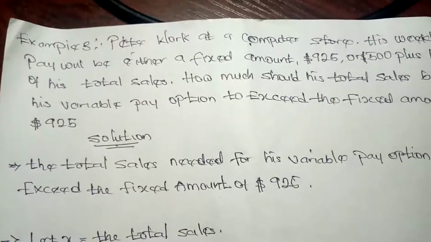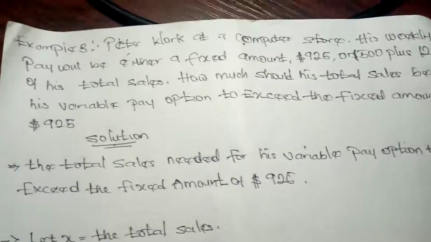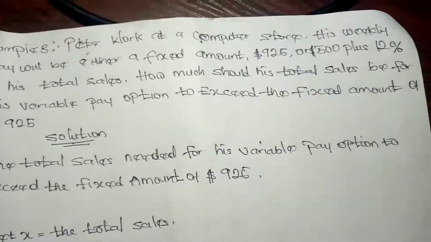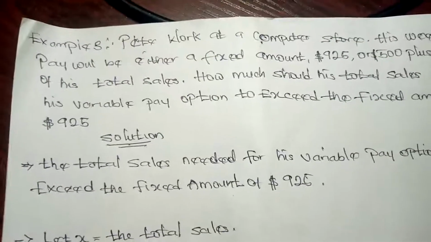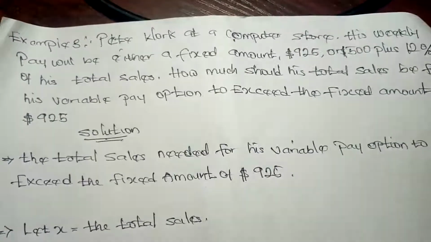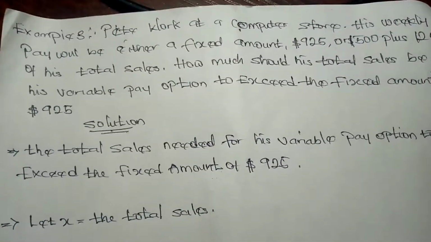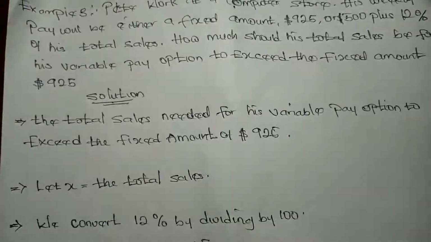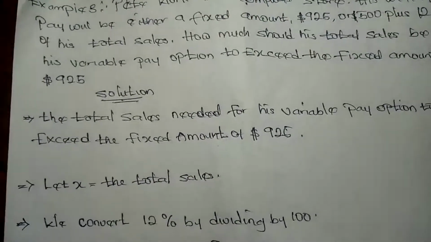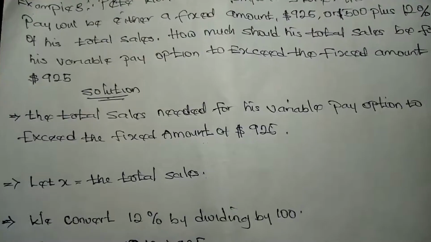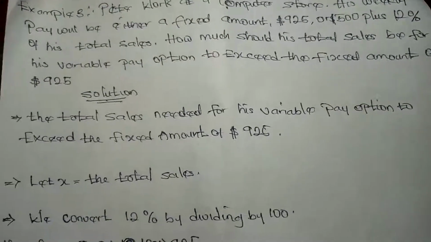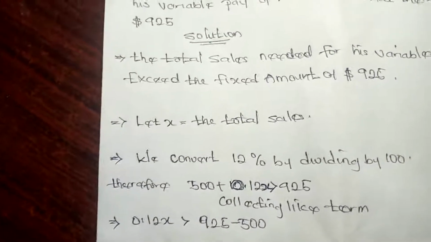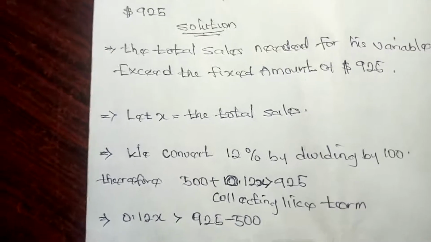Now example 3. Pet works at a computer store. His weekly pay will be either a fixed amount of $925 or $500 plus 12% of his total sales. How much should his total sales be for his variable pay option to exceed the fixed amount of $925? Solution: we already know the steps. I've already read the question, so let's go down to step 2. The total sales needed for his variable pay option to exceed the fixed amount of $925. That's what they're looking for. So now let x be the total sales.